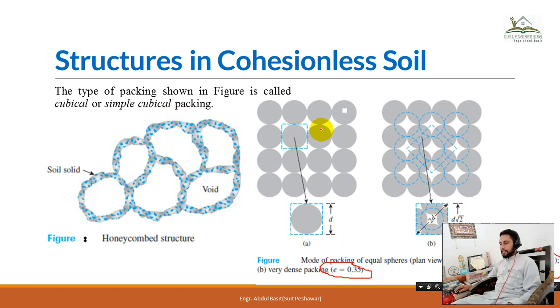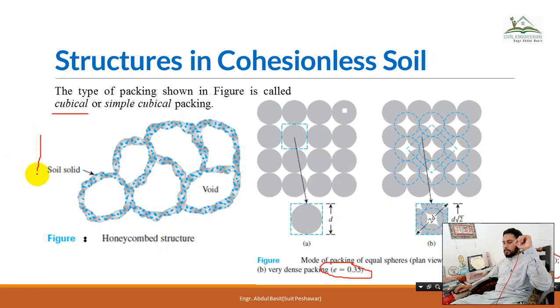Now this type of arrangement is called simple cubical packing, or this arrangement is called cubical shape, okay. So this is an ideal type of situation. You can consider it for these evaluation of the formula and the void ratio, okay.